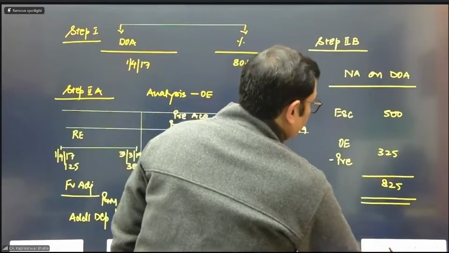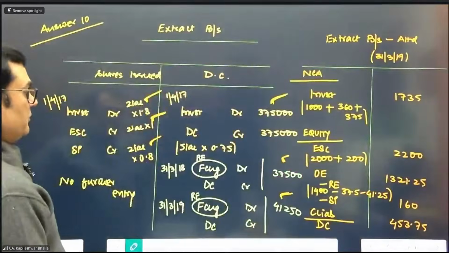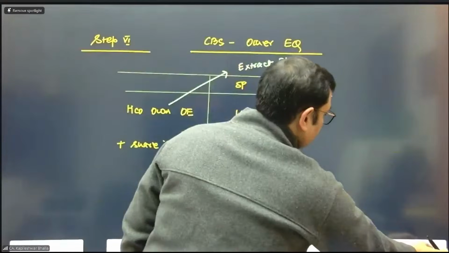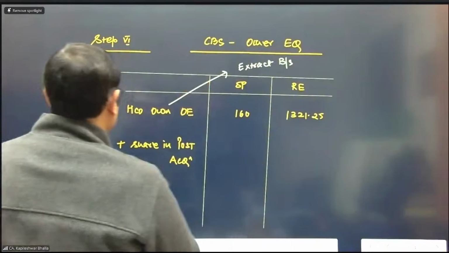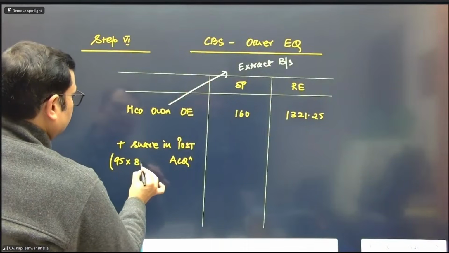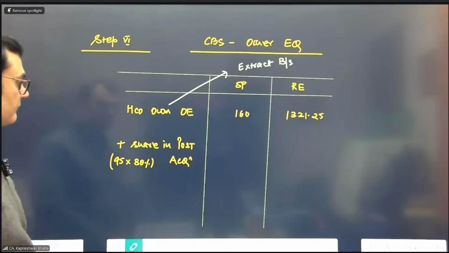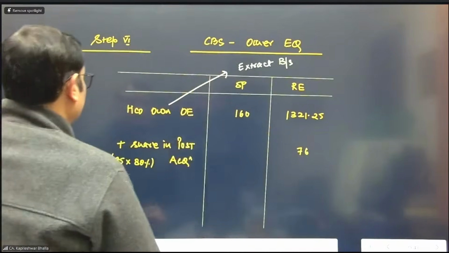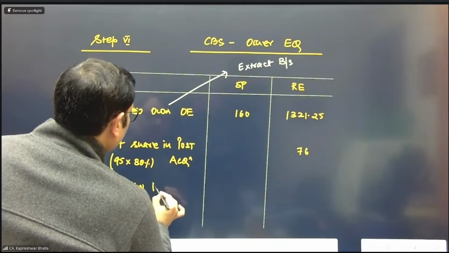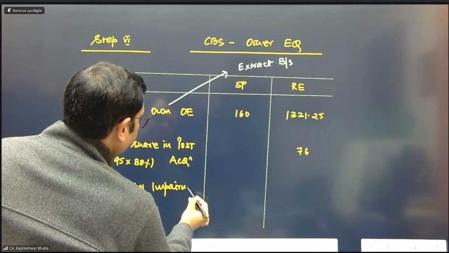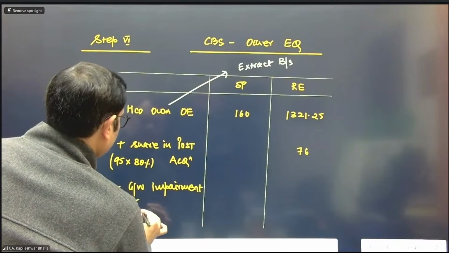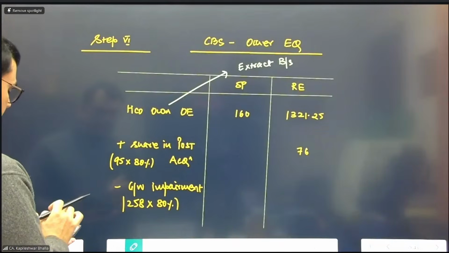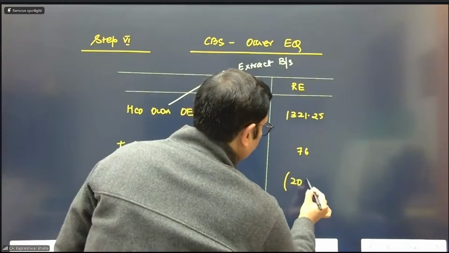Let's go to the analysis. The post-acquisition profit was 95. So we take 80% of this, 95 into 80%. That is 76. And we reduce the goodwill impairment, 100% or 80%? 80% of 258. That's right, because here we need to reduce the parent share. That's 206.4.